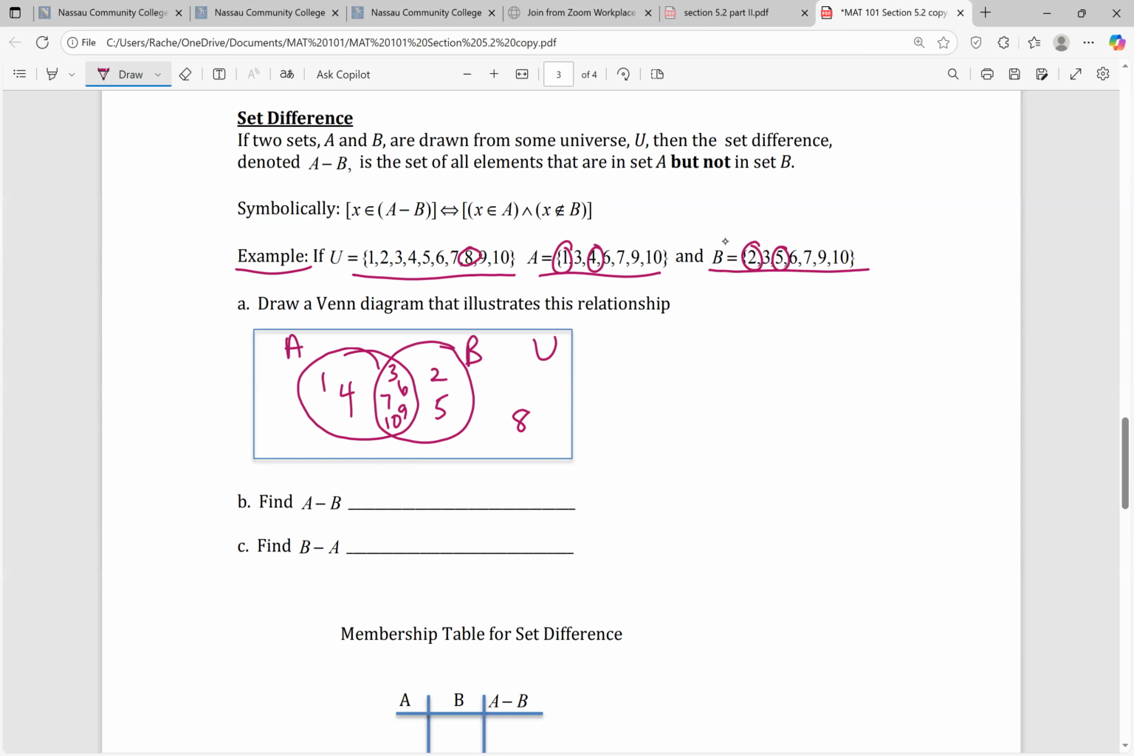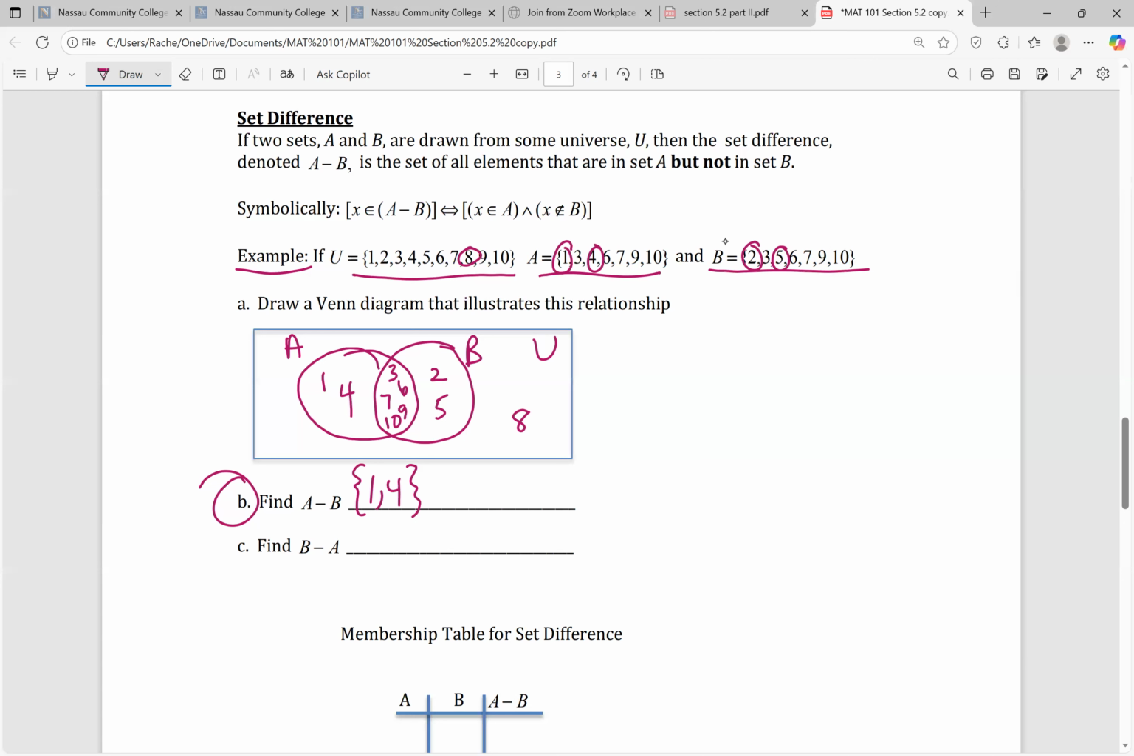Okay, so now let's find the difference of set A and B, or A minus B, right? So it's going to be everything that's in A, but not in set B. The easiest way to do this when you're looking at the Venn diagram is look at A, right? It contains 1, 4, 3, 6, 7, 9, 10. But B also has 3, 6, 7, 9, 10. So take that away. The only thing that's left is just 1 and 4. So all the elements in A, but not in set B. So take away everything that's in set B.